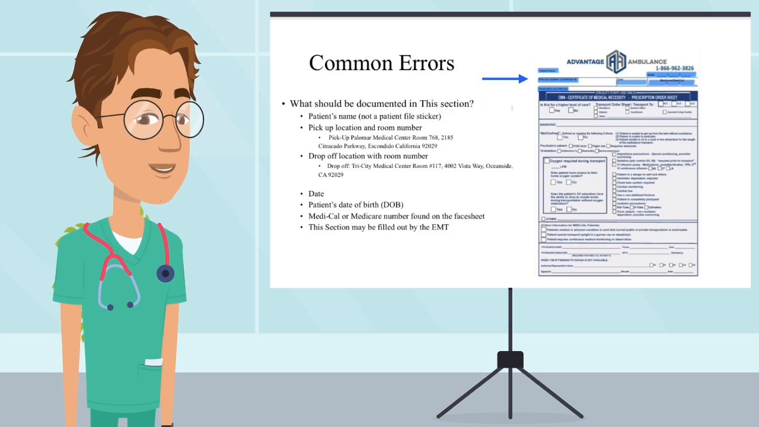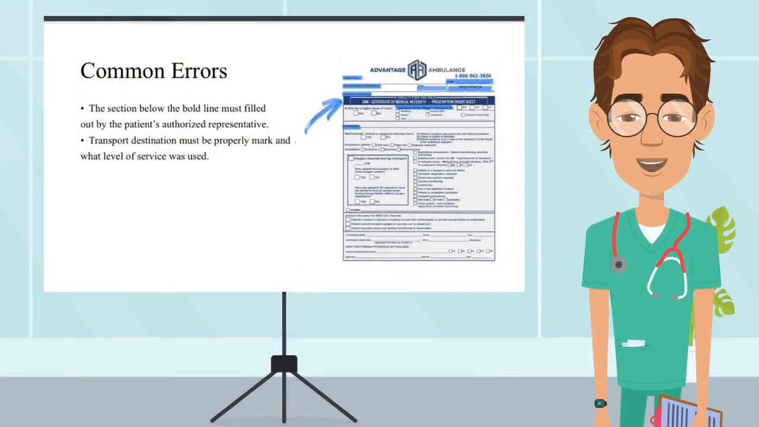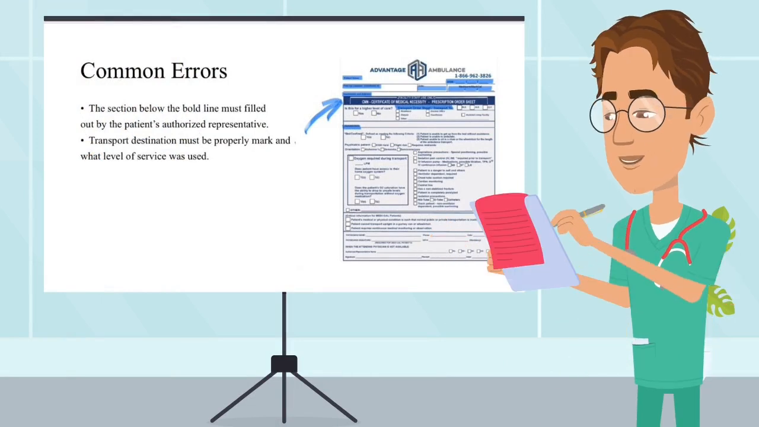The top section is the only part our EMTs can fill, but preferably we would like the sending facility to fill this whole document out. The bold section right below this says facility staff use only, so the EMT cannot fill out below this line. So make sure each part is filled out by the facility. We will now walk you through how this sheet is supposed to be filled out. Again, this section below the bold line must be filled out by the patient's authorized representative.